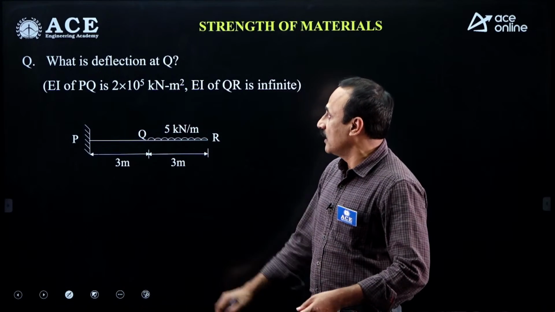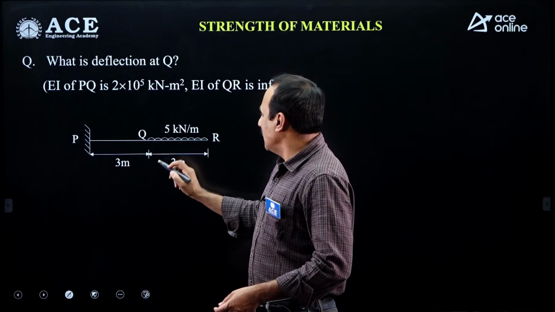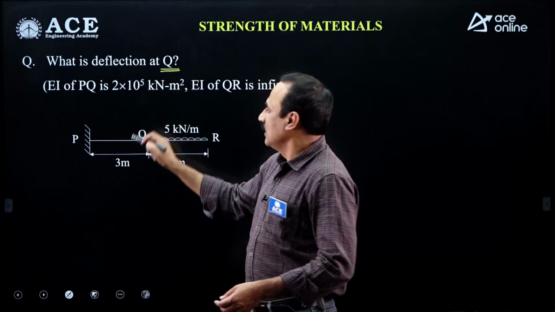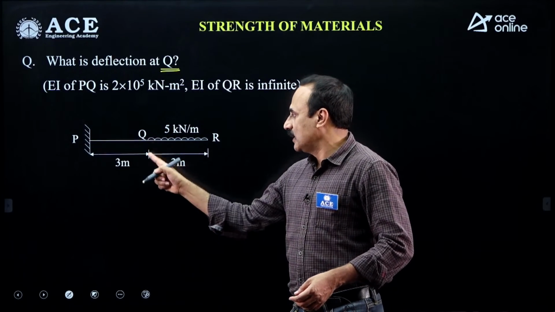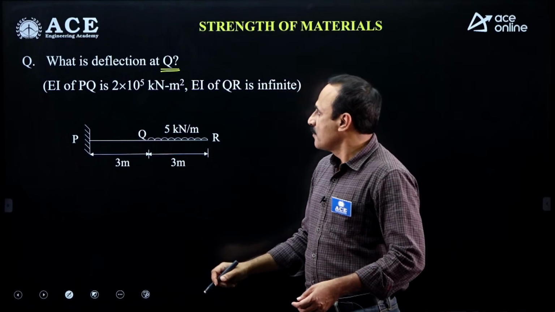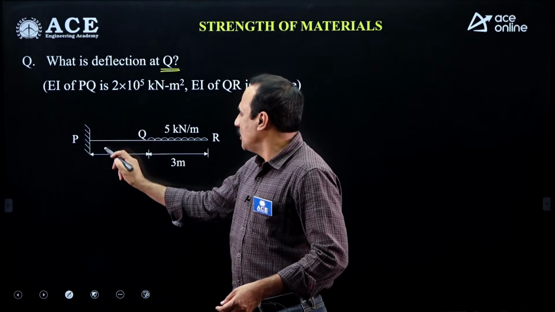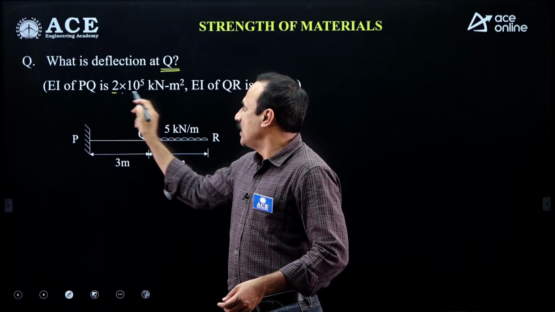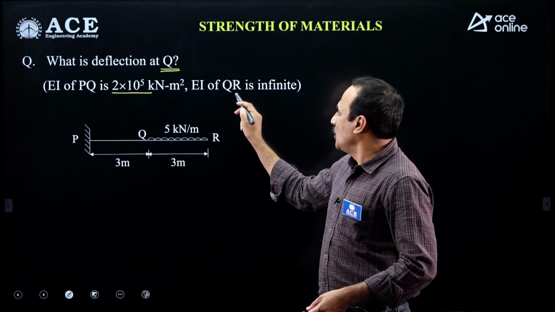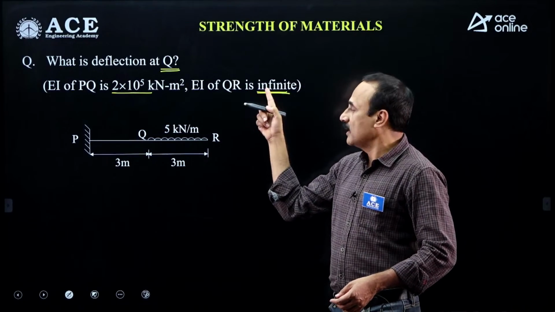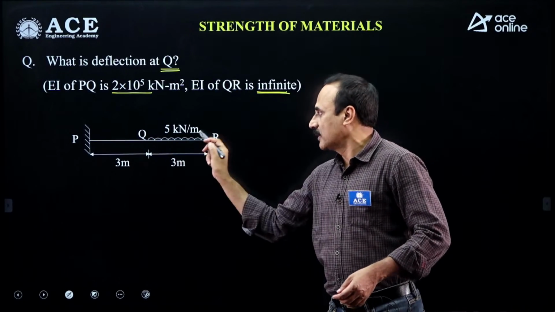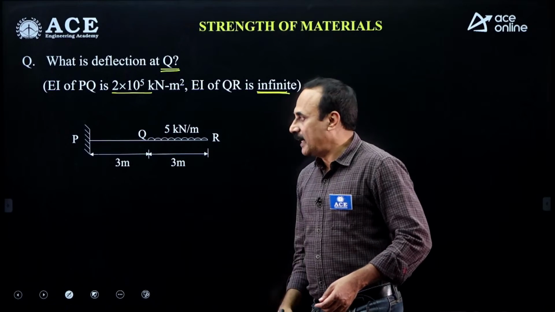Coming to the next question, what is the deflection at Q? This is the beam given to us. What is the deflection at the point Q? Q is in the middle of this cantilever, and the EI value of PQ is given, and EI of QR is infinite, so it is a rigid part. QR is not bending at all.